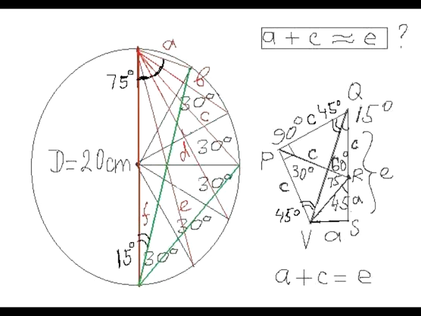Thus, angle VRS equals 180 degrees minus 60 degrees minus 75 degrees equals 45 degrees, which proves that triangle VRS is isosceles. From that it follows that the length of RS is A, which proves that the sum of lengths A and C equals E.